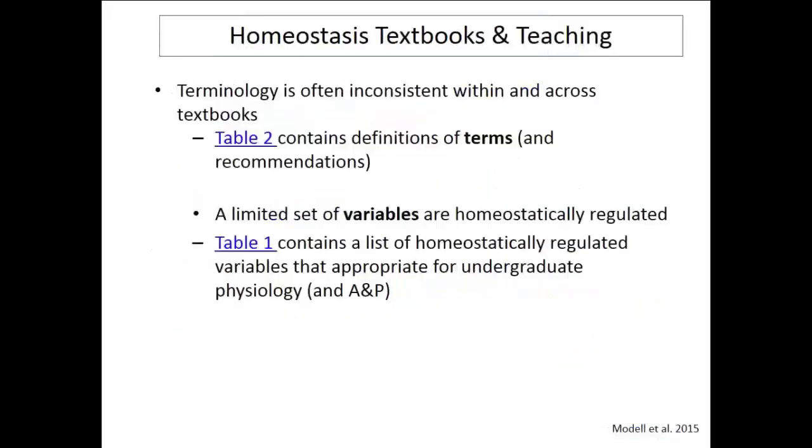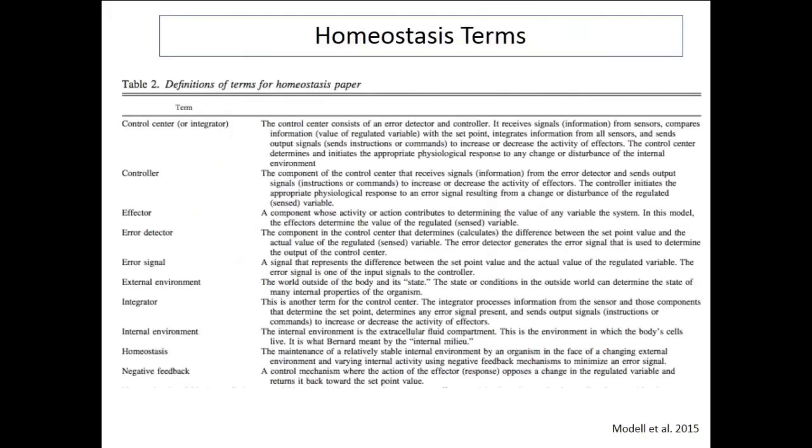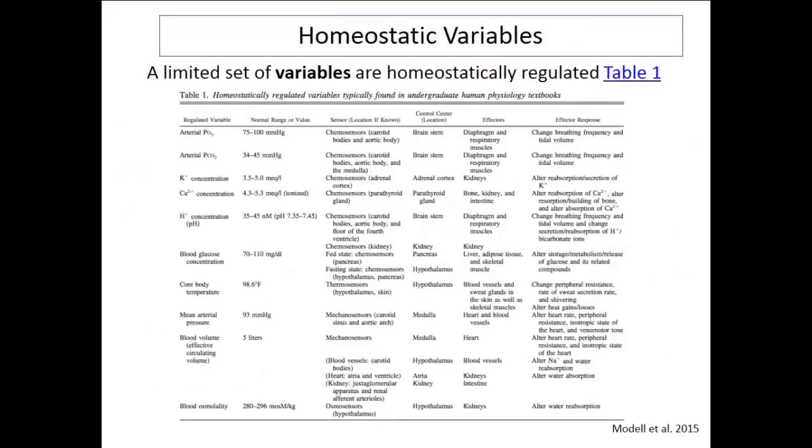So we have this kind of tear-out table of terms. We have a tear-out table of variables. It's too small to see, but we realize that people use different terms, and that's very confusing for our initial students. And then we have, what are the regulated variables we want undergraduates to know about? So that's what's in here.